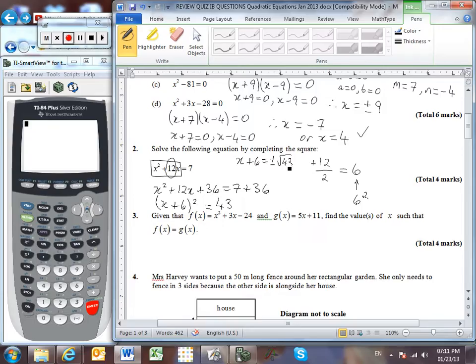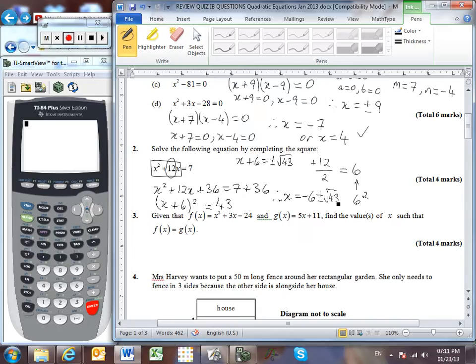I don't want to use my calculator to give some decimal approximations. It's always better to leave answers as exact numbers wherever possible. If I bring the positive 6 to the other side of the equation to isolate x, I'll discover then that x is equal to negative 6 plus or minus the square root of 43.